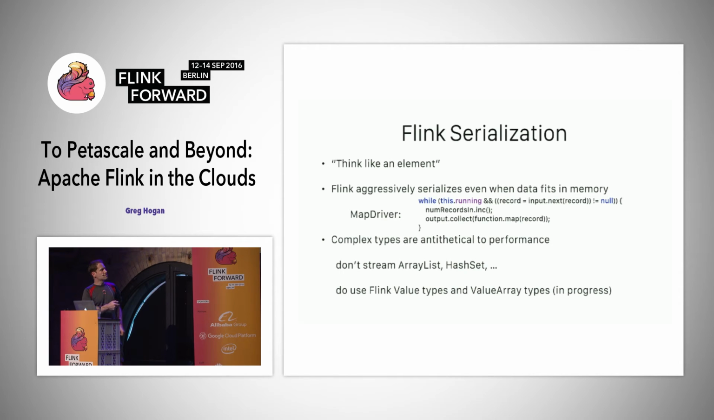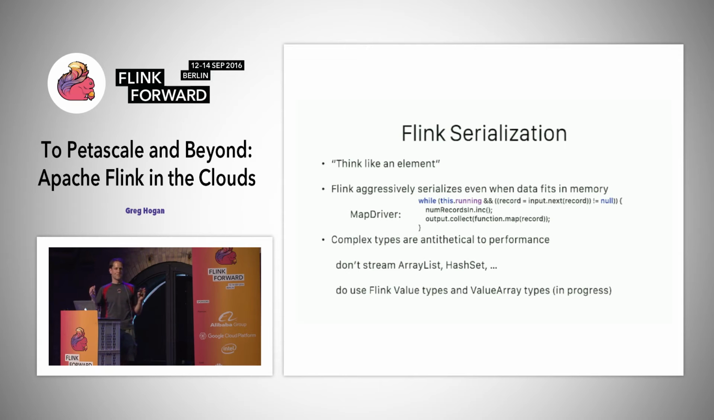Okay, some optimizations that we do. I like to say we should think like an element when we serialize in Flink. If you've seen Gabor's talk about serializers and comparators, serialization and the comparators are probably the hottest of the hot code within Flink and the most important to get right. So an example here from MapDriver. All MapDriver does when you look at it, it reads a record, it keeps a counter, and then it calls your function and outputs the record.